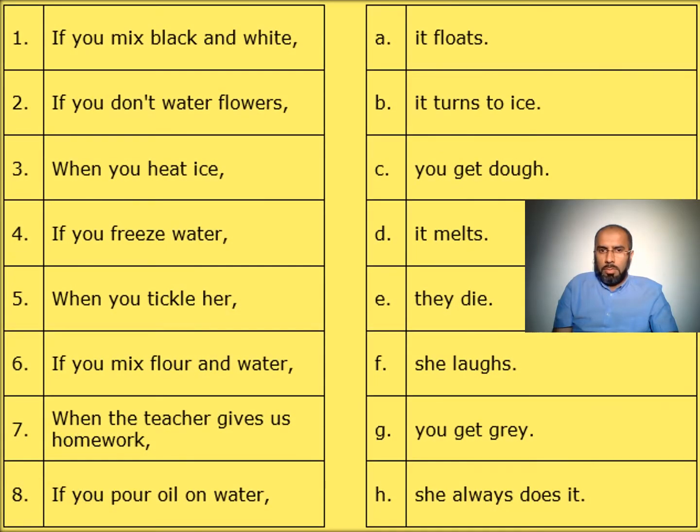So we've got this matching activity here. Let me show you one of the examples. If you mix black and white, you get gray. So this is what always happens. Okay, so now I would like you to pause the video and then you can check your answers. Good luck.